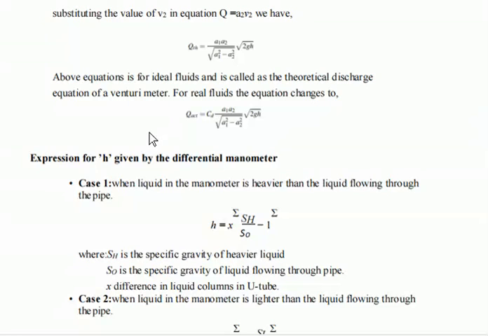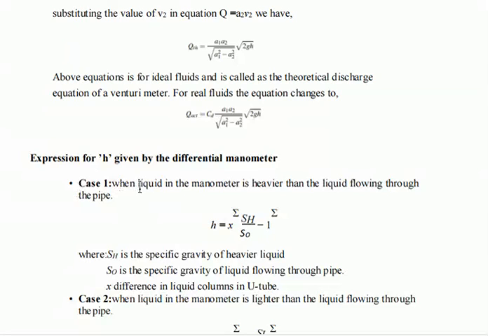Now, the expression for H given by the differential manometer. Here again we have two cases. Case one is when the liquid in the manometer is heavier than the liquid flowing through the pipe. Suppose the liquid used in the manometer is heavier than the fluid flowing in the pipe. So that is case number one.